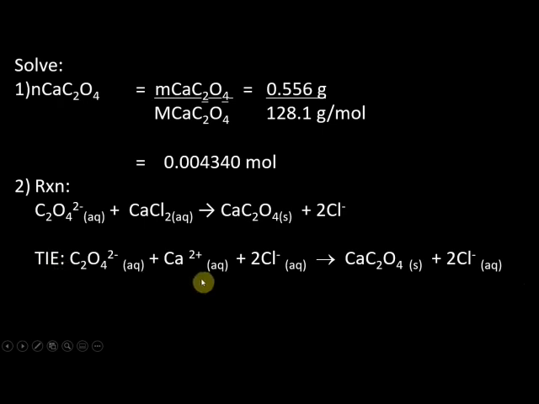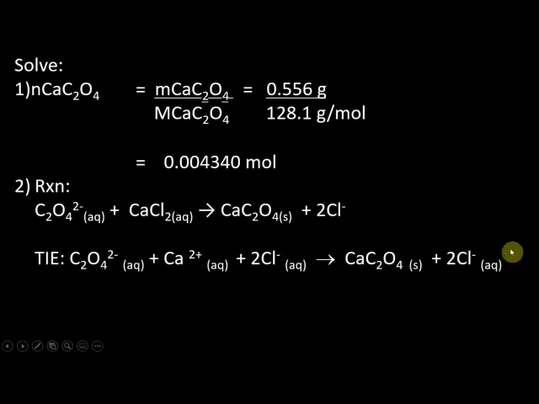But we really don't care about these chloride ions. They're just sitting there, because you'll notice there's 2 chloride ions on the reactant side, 2 chloride ions on the product side. They're just sitting there watching the show. They're not participating in what's happening, so they're what we call spectator ions.